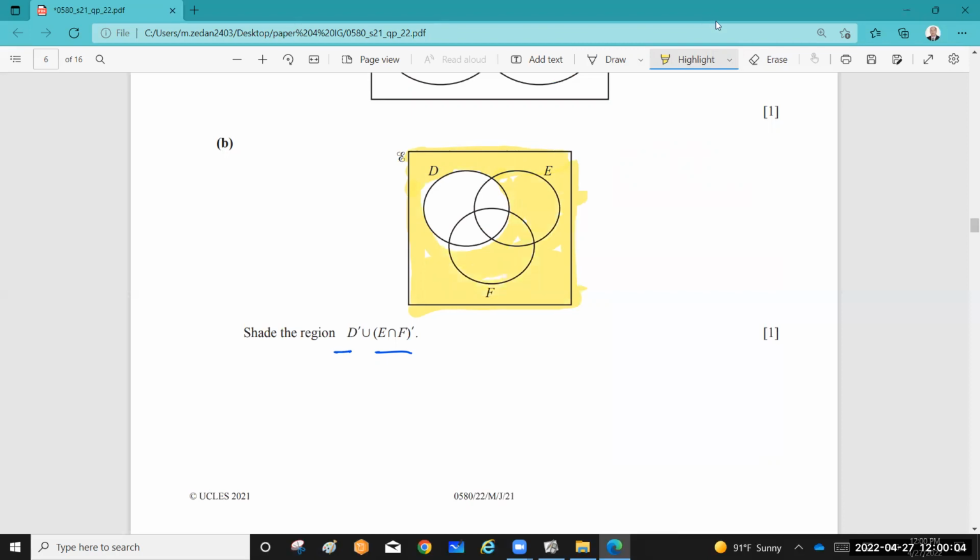Union means add. I want to add this region, E intersection F. This is the E intersection F. But prime will be everything outside this part. Of course, there's a common part I already shaded. So this is the completion. I shade all the Venn diagram except this central part that represents D intersection F intersection E. And this is the answer simply.